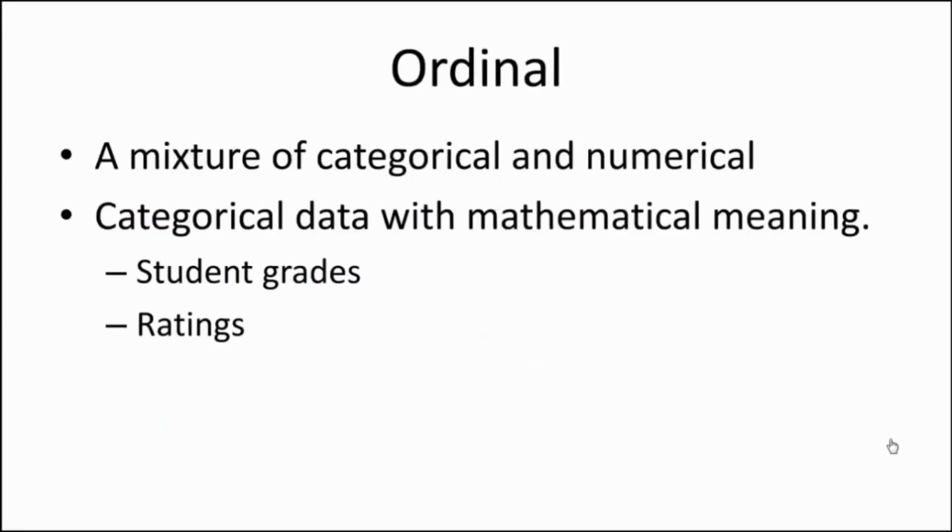Finally, you may also encounter some data which is a mixture of both the categorical and numerical data types. In particular, we define data to be ordinal if it is categorical data, but it has some meaning attached to it. Suppose the student grades, we may say that it is A or A minus or B, B plus, B minus, C plus, and so on. But we know that A plus is greater in grade as compared to B plus, right? So we have the corresponding meaning attached to those categorical data as well.